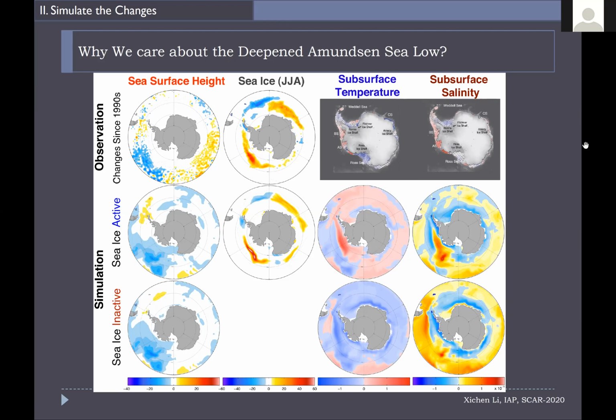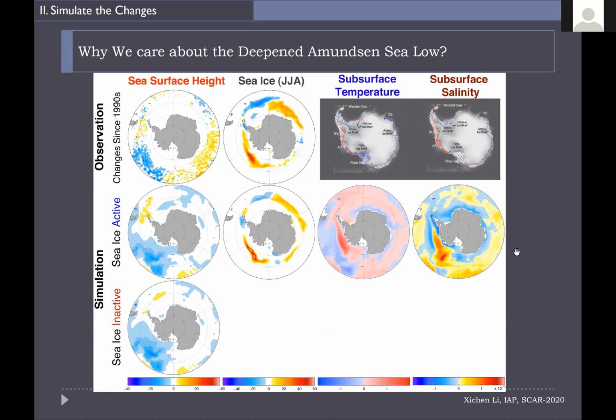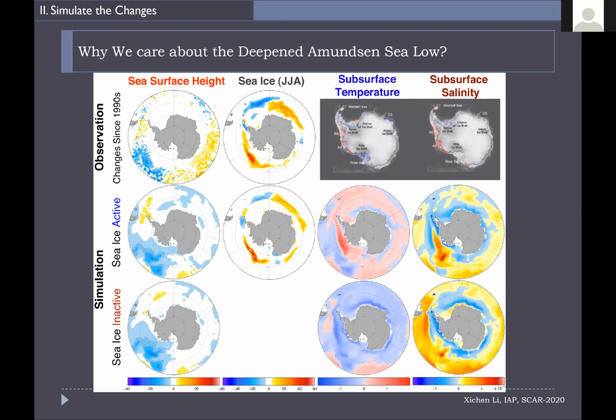The observed subsurface temperature and salinity from the Schmidtko paper, I think in their paper they hypothesized that the warming and the salinification were due to a shoaling of the circumpolar deep water. But your results are really interesting, and looking like the sea ice is really important. I was wondering if you've looked at the circumpolar deep water and if you also see changes in that as well.